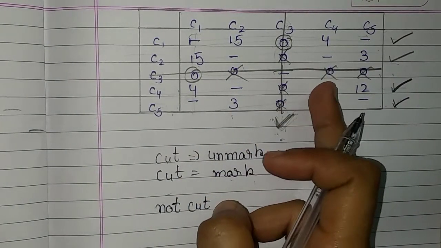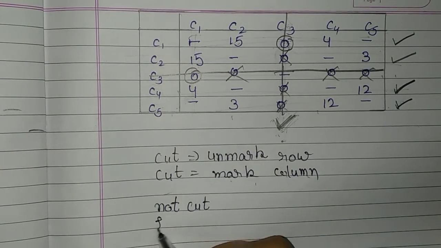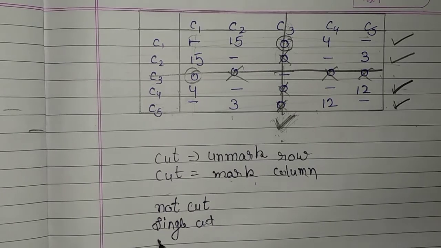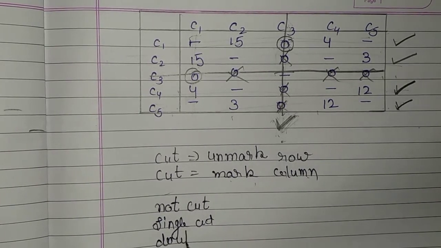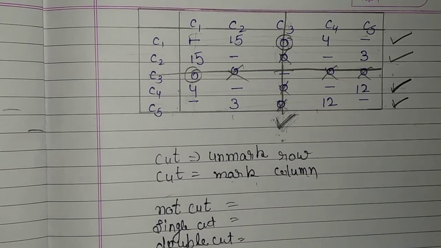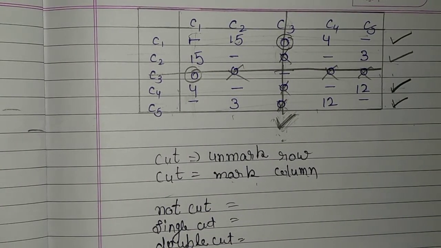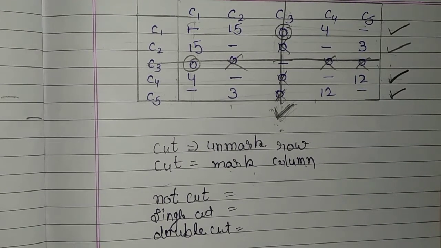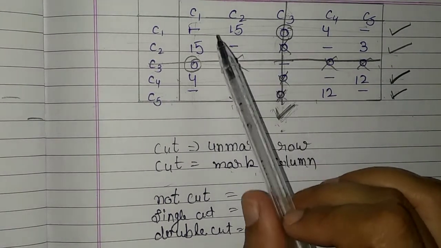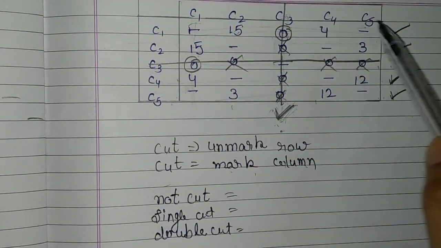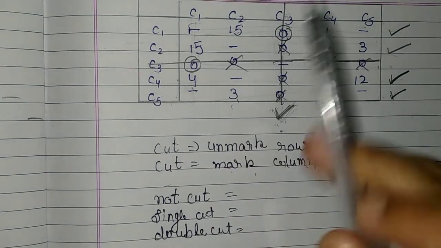Here you see some numbers are not cut, some are single cut, and some are double cut. You have to select the minimum number from not cut numbers. Not cut numbers are 15, 4, 3, 12, 12, 3, 4.